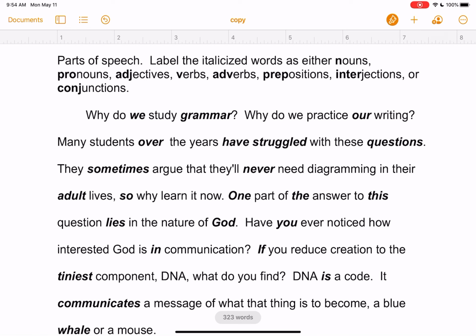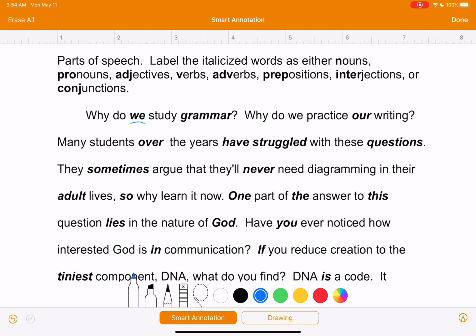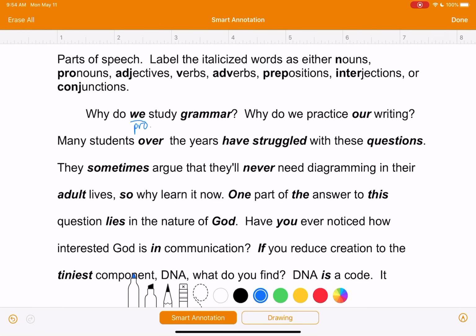So let's look at the first sentence. Why do we study grammar? The first word is we. Now, we is referring to people. It's naming people, but it's not giving them a specific name, is it? It's taking the place of people's names. So which part of speech of the 8 does that? The pronoun. You will remember that we is a personal pronoun.